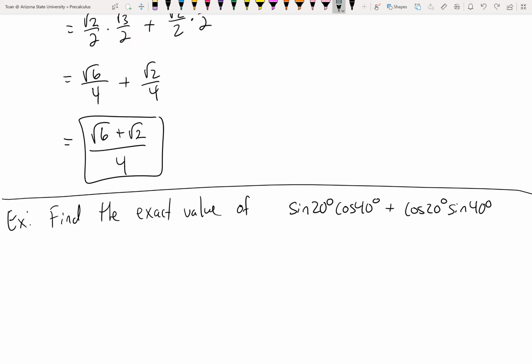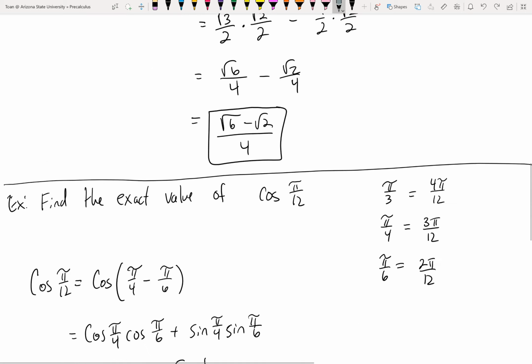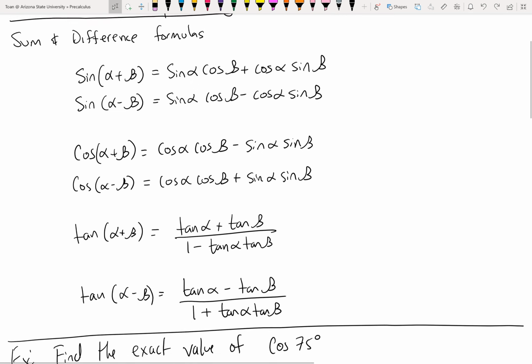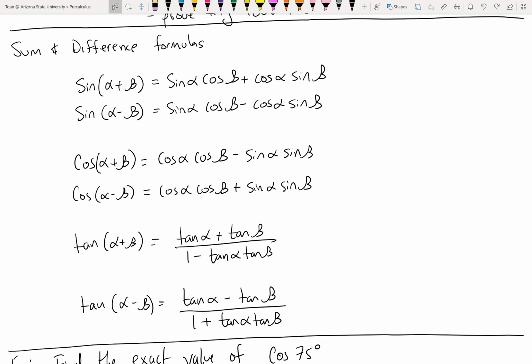Sine of the first, cosine of the second, plus cosine of the first, sine of the second. So if you look at your lists, we're looking for that pattern. I hope it doesn't take a lot of searching, but that's precisely the sine of a sum formula. Sine of the first angle, cosine of the second angle, plus cosine of the first angle, sine of the second angle. That's exactly what our problem is.